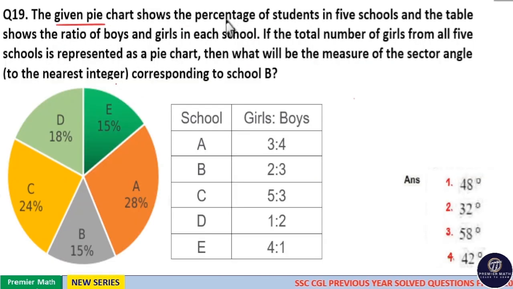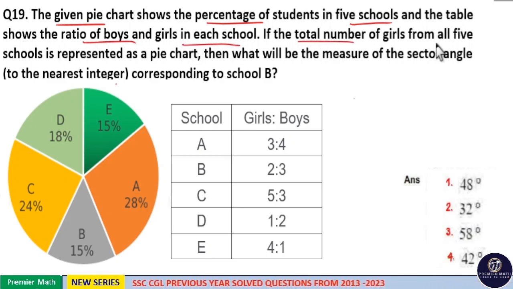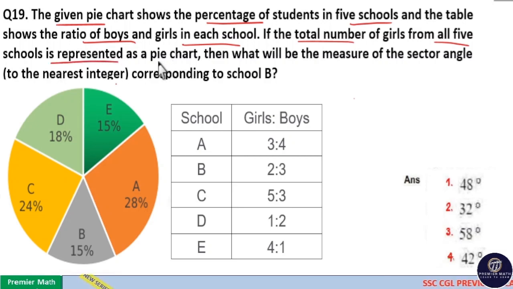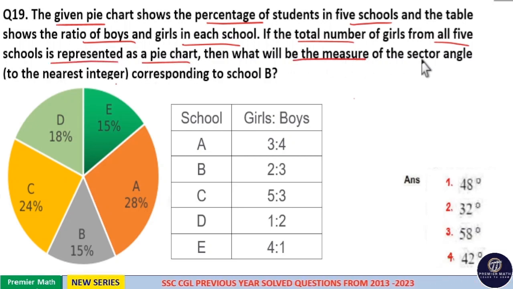The given pie chart shows percentage of students in 5 schools and table shows ratio of boys and girls in each school. If the total number of girls from all 5 schools is represented as a pie chart, then what will be the measure of the sector angle to the nearest integer corresponding to school B?